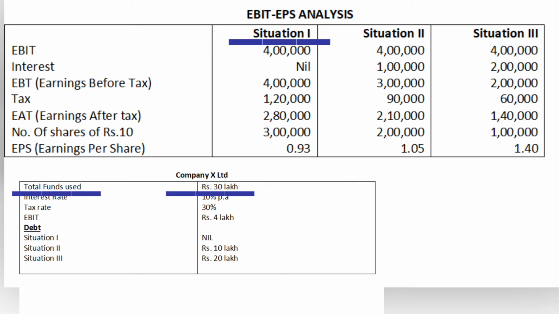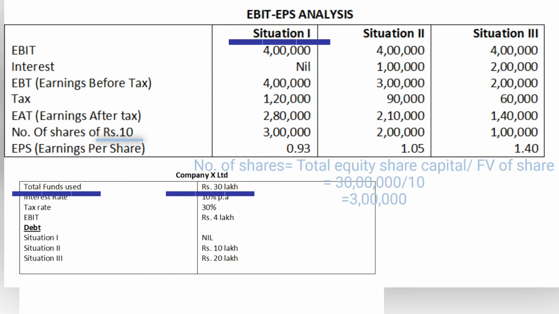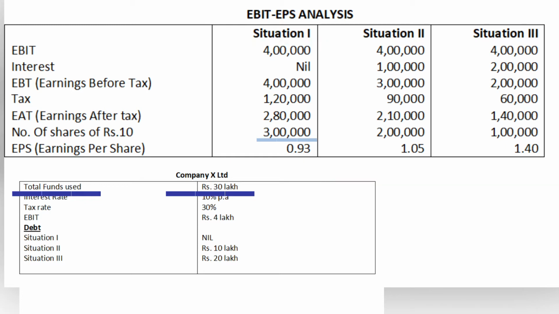Now, how would we calculate the number of shares? See, we know that the face value is rupees 10, and as given here, the face value is rupees 10 and the total funds were rupees 30 lakhs. So rupees 30 lakhs divided by rupees 10 will give you the number of shares, which is 3 lakh. Okay, so in situation number 1, the number of shares is 3 lakh.